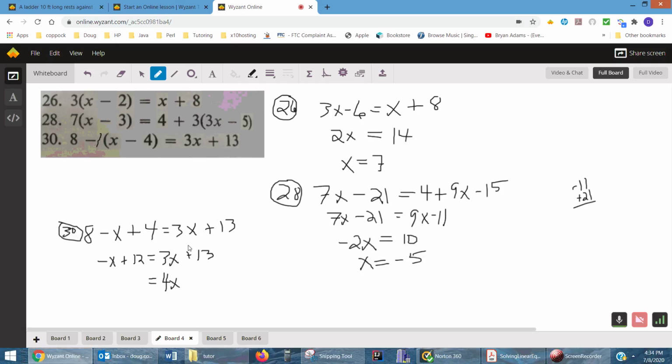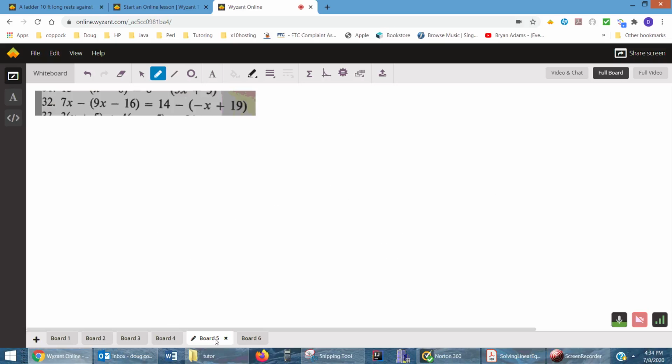I've got to get the plus 13 to the left side. 12 minus 13 is -1. Divide both sides by 4. I get -1/4 equals x, but I can write it this way if I want to. So x equals -1/4.